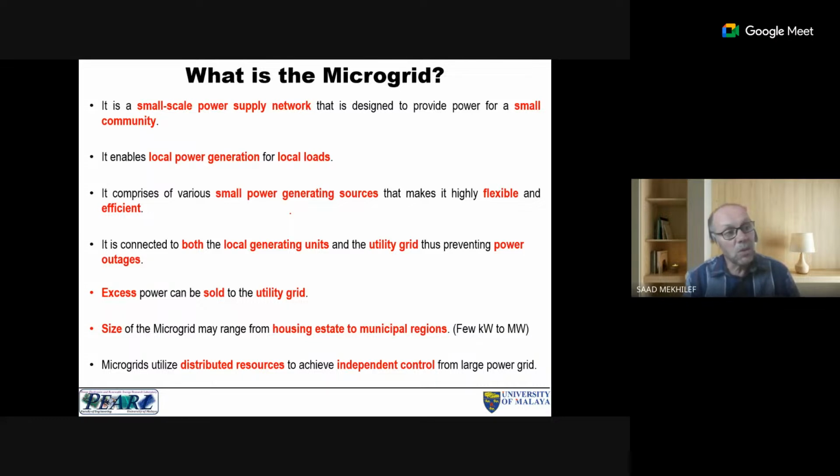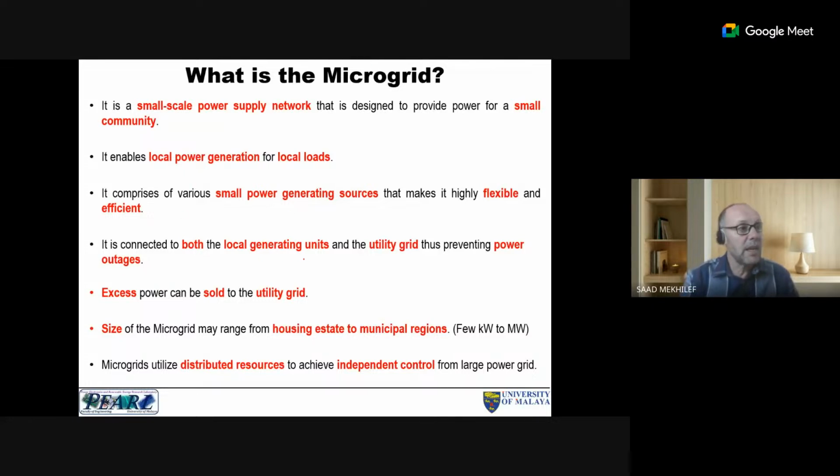A microgrid also uses distributed resources to achieve independence from the large power grid. So we use a lot of independent sources, like I said, the main ones, which are usually wind, solar, and hydro, especially run-off rivers if available. When we say run-off rivers, it means you don't need to build dam storage.